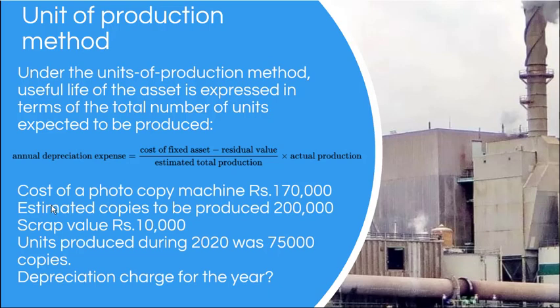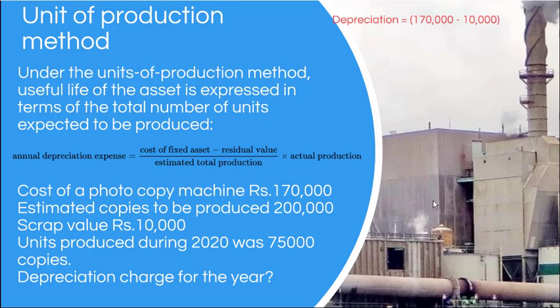So let's say the cost of a particular photocopy machine is 170,000 and the expected number of copies that you can produce with the machine is 200,000 copies. Scrap value is 10,000 rupees after the useful life, and the units produced during 2020 was 75,000 copies. So you are required to compute the depreciation charge for the year. So let's see how to compute.